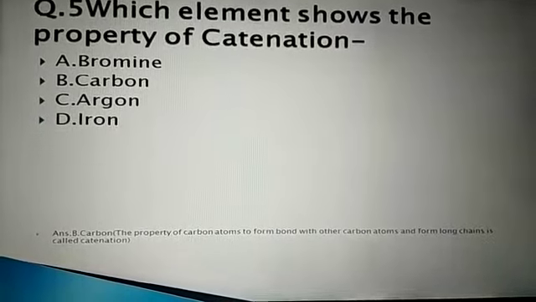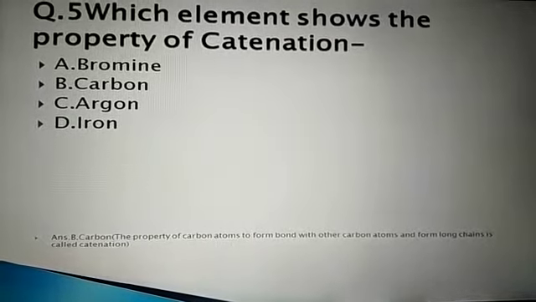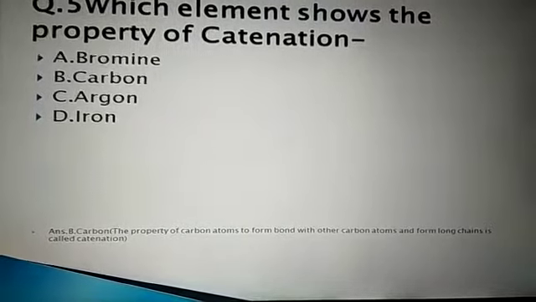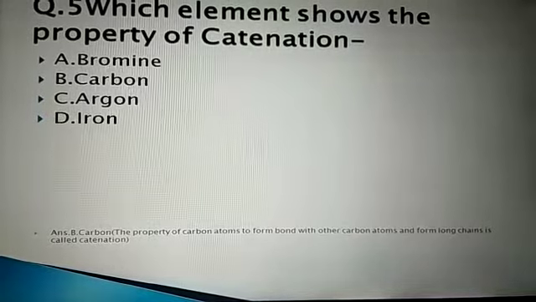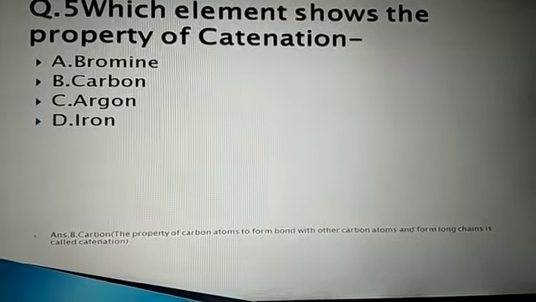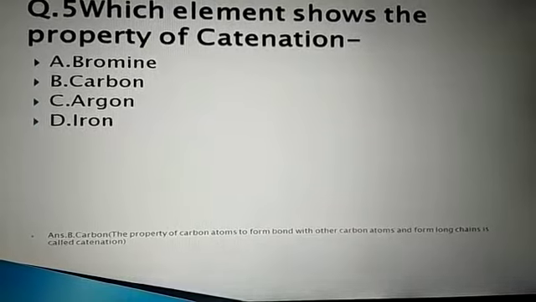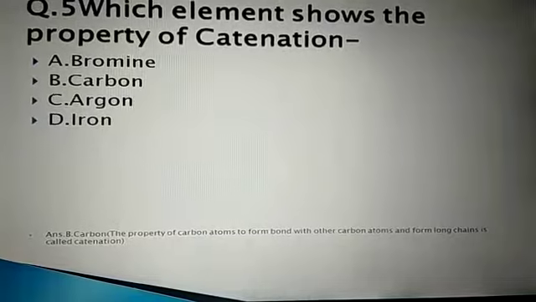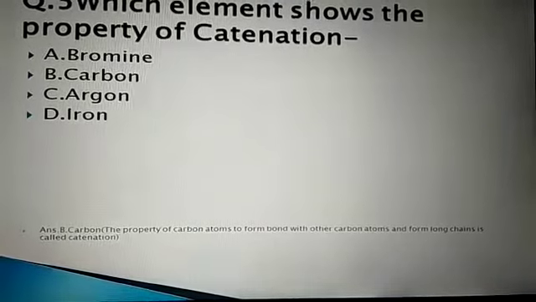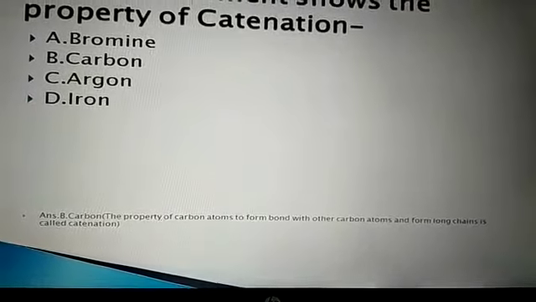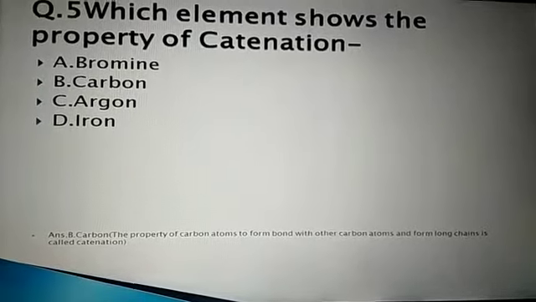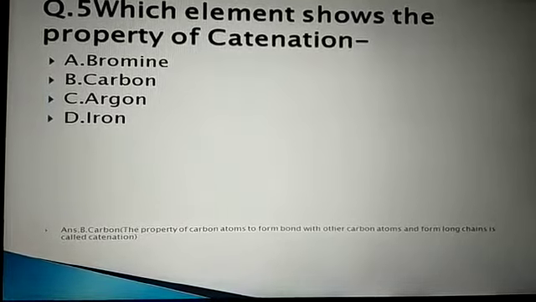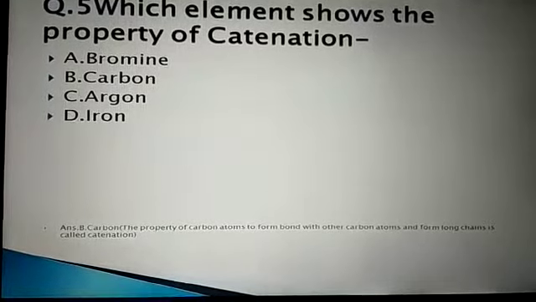Question number 5. Which element shows the property of catenation? Options are A. Bromine, B. Carbon, C. Argon, D. Iron. And the correct answer is B. Catenation is the property of carbon atoms to form bonds with other carbon atoms and form long chains. It is because of this property that carbon has a large number of compounds.